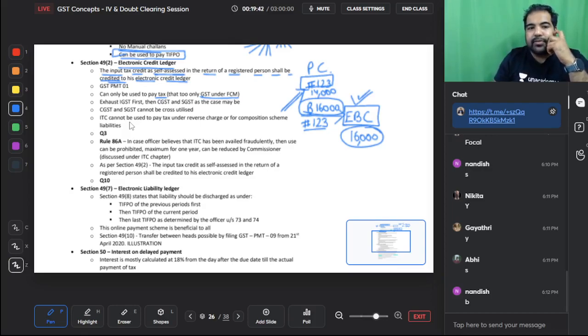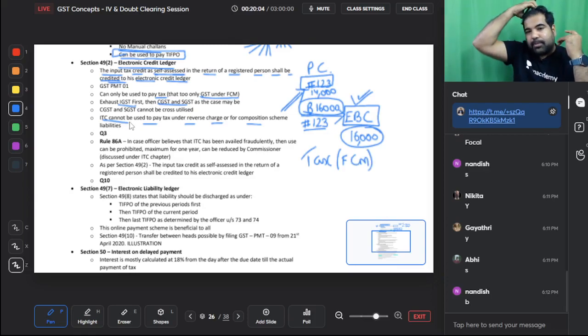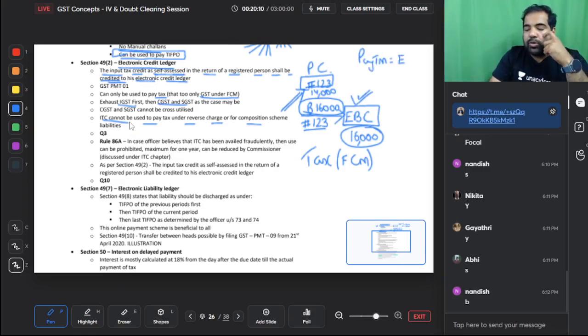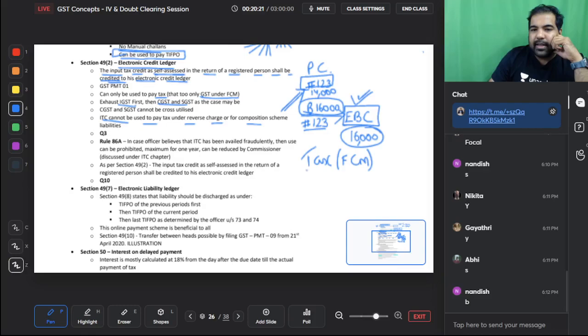And you know how to use the credit, guys. First use IGST and then use SGST in whichever order. ITC cannot be used to pay RCM, and ITC cannot be used to pay composition scheme. Guys, credit is only and only limited to tax under FCM. If you remember that, everything else is to be paid through other things. Example, guys, your Paytm money can only be used to pay your electricity bill. So what about your pizza bill, mobile recharge, everything through others? So remember this, that your credit ledger can only be used to pay tax, FCM tax, that too.